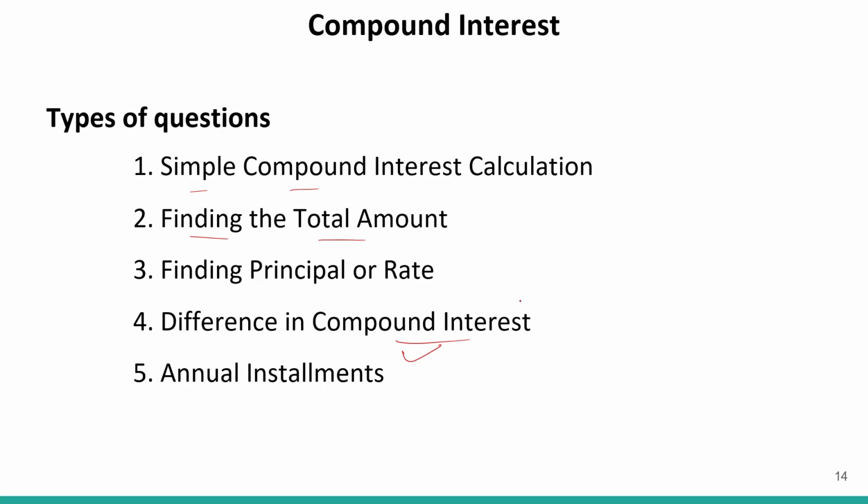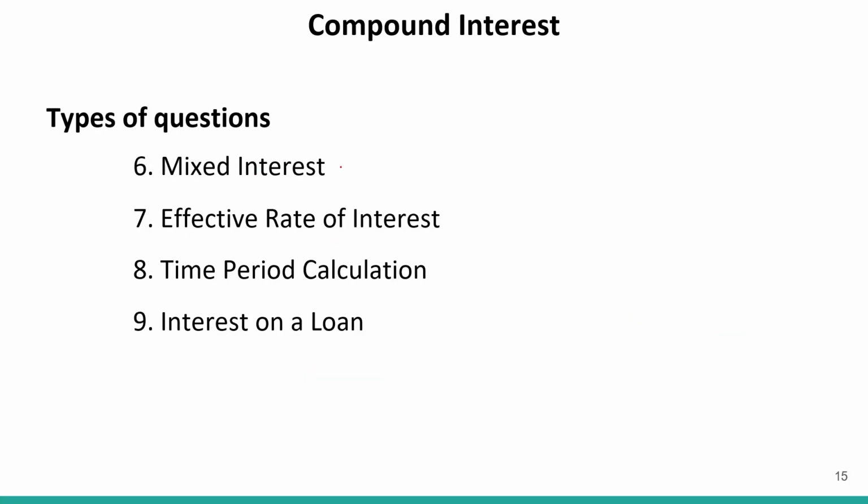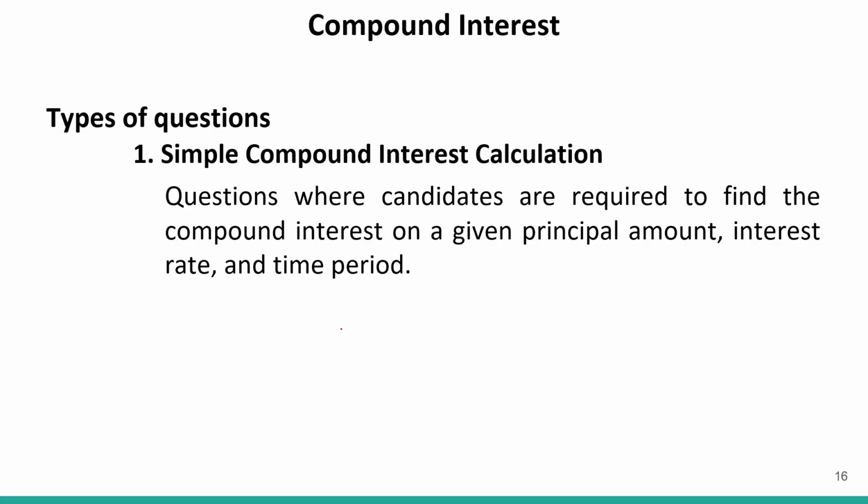Then difference in compound interest or annual installments. Let's say you are given two compound interests, one X% and one Y% on the same initial amount, then you may be asked to find their difference after X years, Y years. Then calculating annual installments, mixed interest problems, effective rate of interest, time period calculation, and interest on a loan.